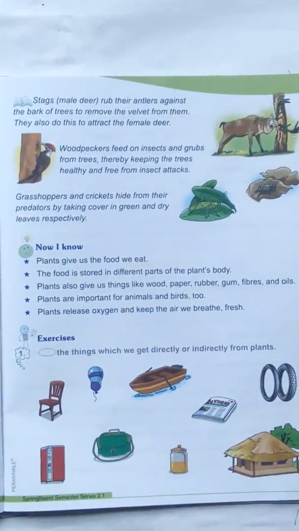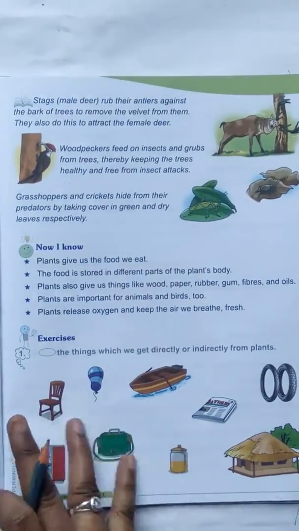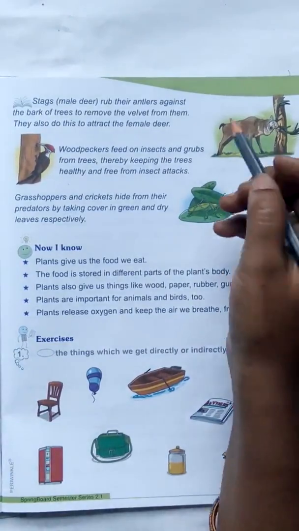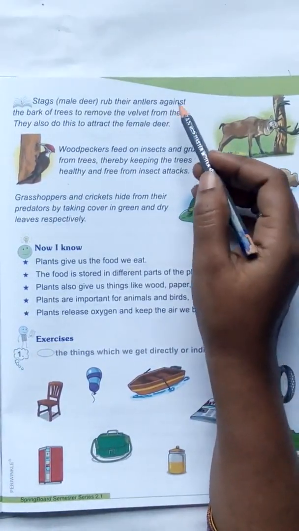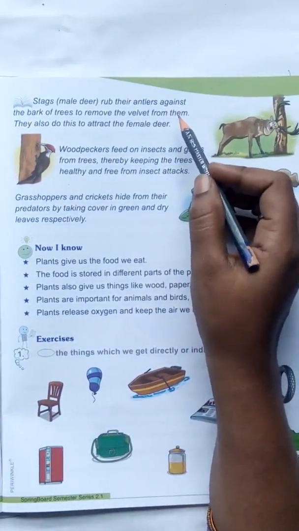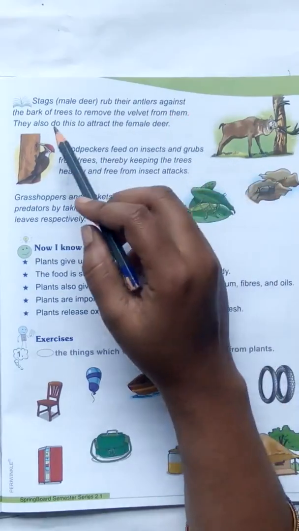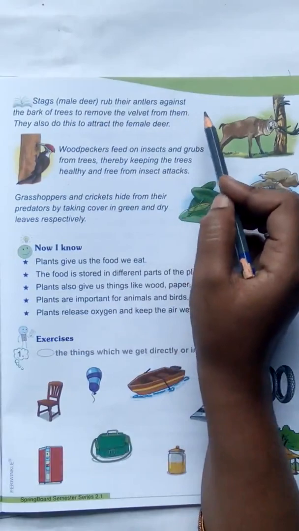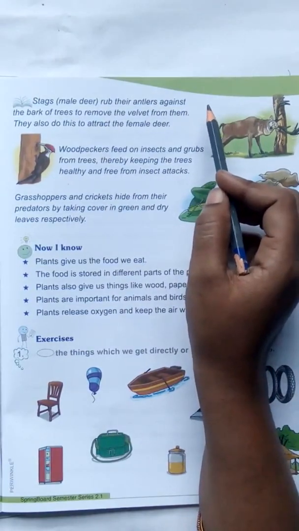Next, stags. Stags means male deer. Male deer rub their antlers against the bark of trees to remove the velvet from them.